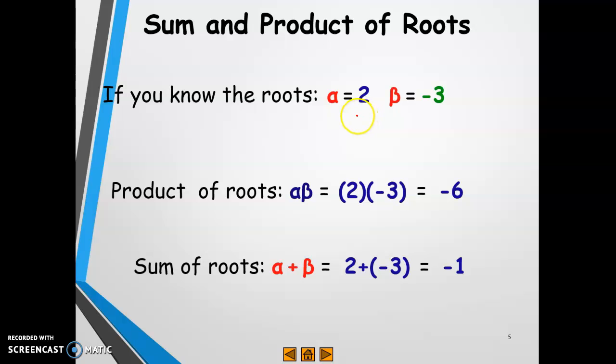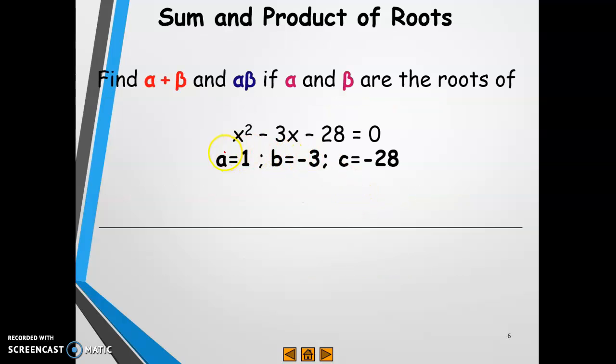If you're given the roots, it's simply multiplication and addition. It's basic. Now what about if you're given the equation? So let's proceed. If you're given the equation x squared minus 3x minus 28 equal to 0, and you are asked to get the sum and product, you have to identify first its a, b, and c. So a is 1 here, b is negative 3, c is negative 28.